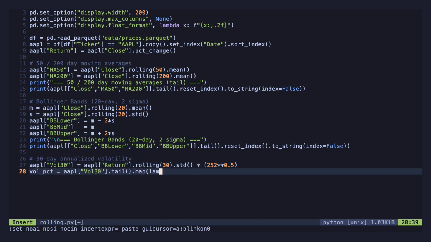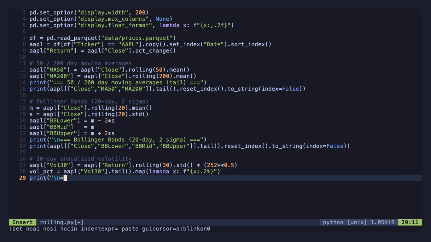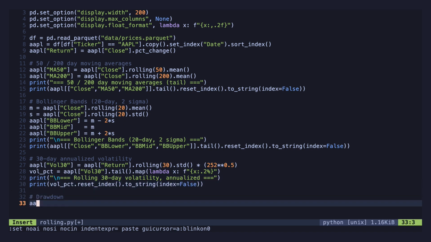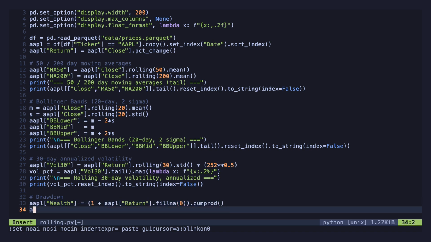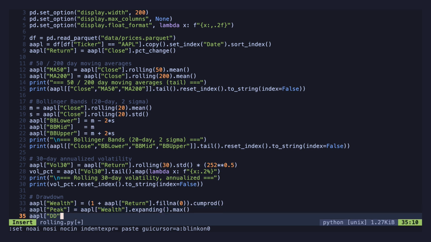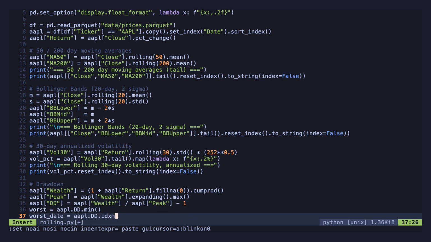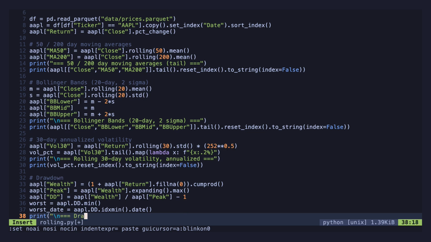Drawdown. Wealth curve from cumulative returns. Peak from expanding max. Drawdown is wealth divided by peak minus 1. Min and idxmin give you the worst day. Save and run.